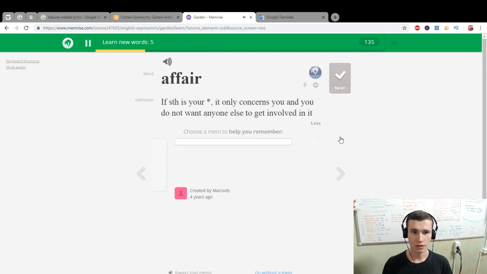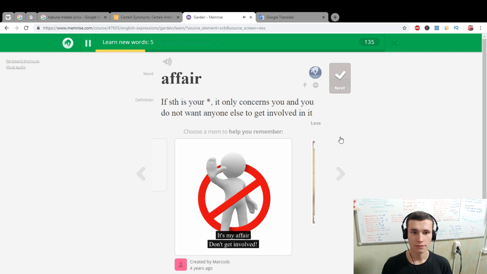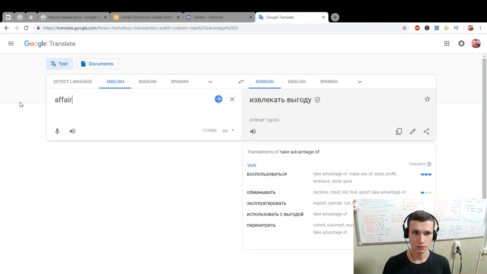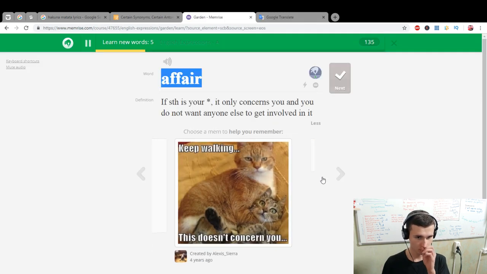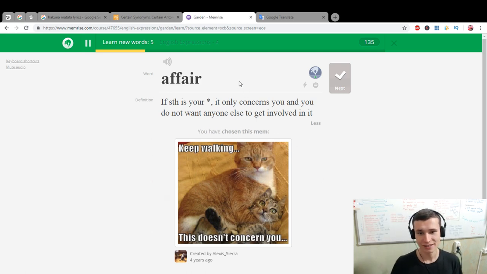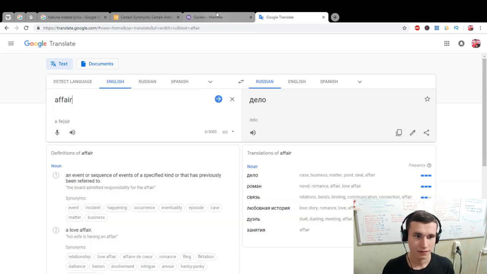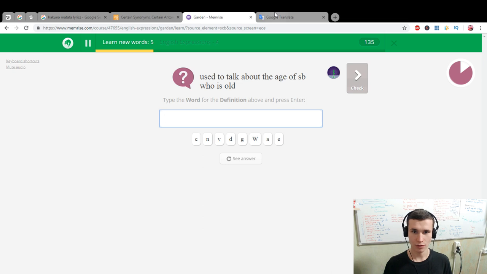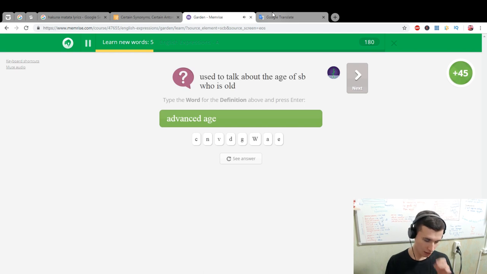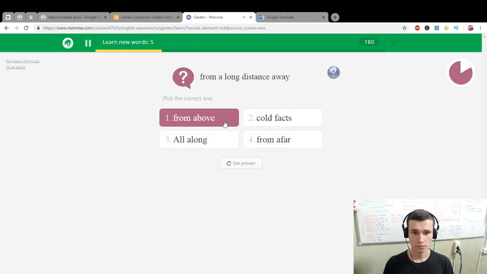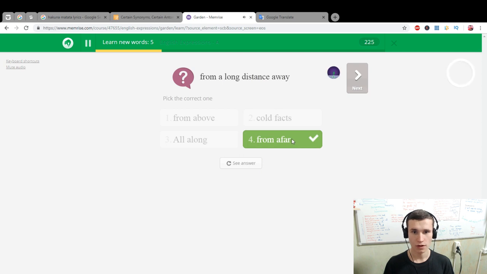Advanced age. Affair: if something is your affair, it only concerns you and you don't want anyone else to get involved in it. It's my affair, don't get involved. It's my affair. Okay, affair. Advanced age is to talk about the age of somebody who is old. From afar.